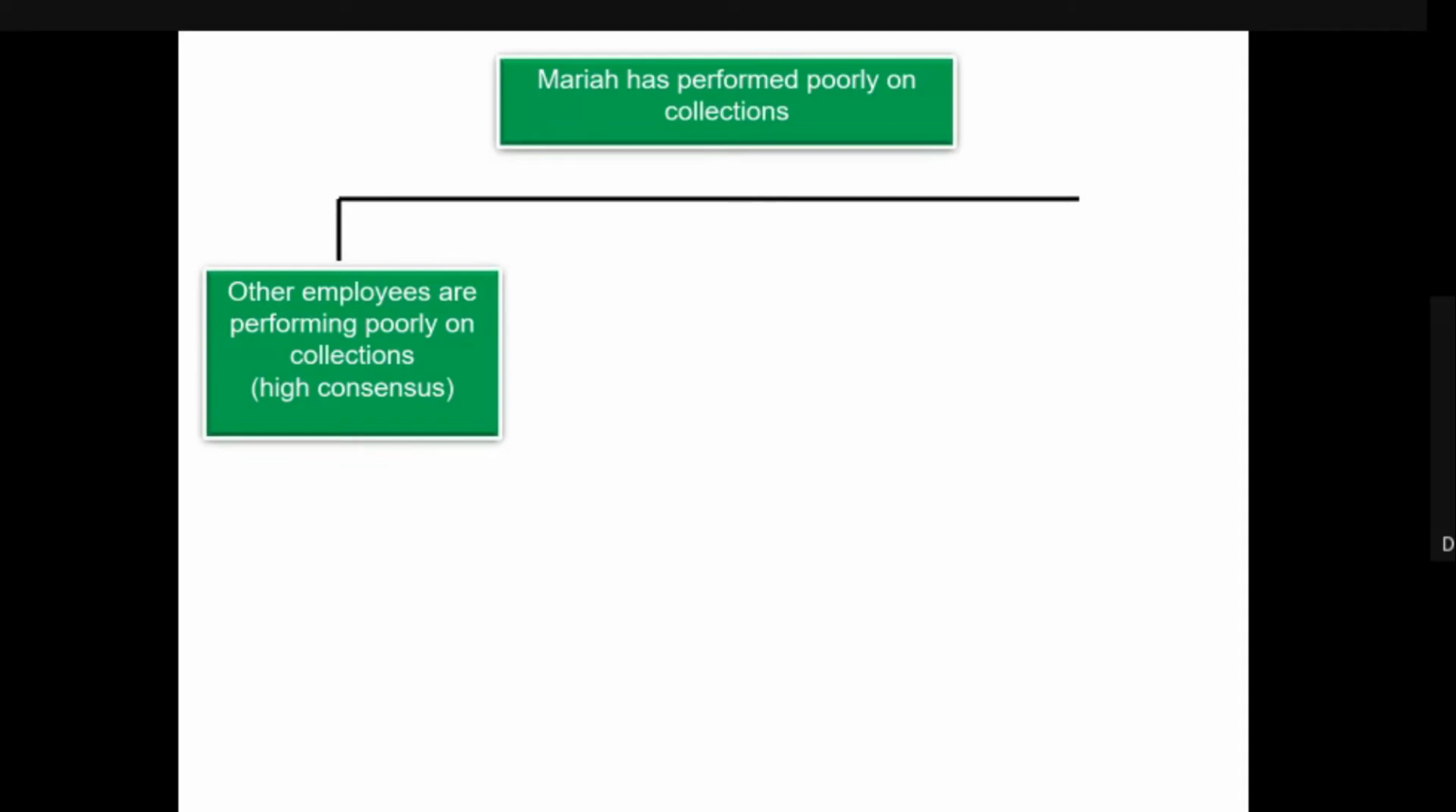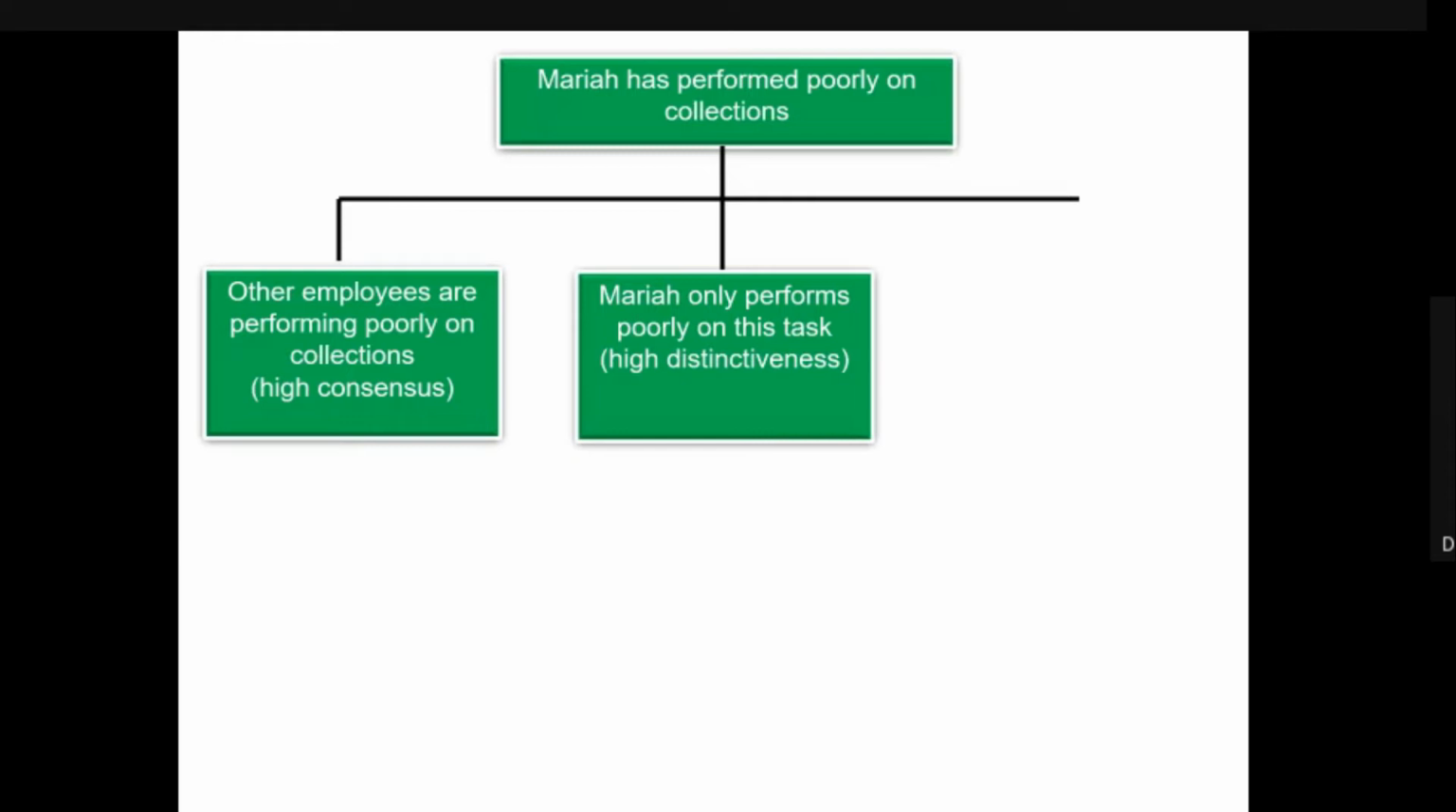Another example. So, for example, Mariah has performed poorly on collections. Let's look into the consensus. Okay. So, other employees are also performing poorly on collections. So, ibig sabihin, high consensus kasi hindi lang si Mariah ang poor in terms of the performance on collections. Okay. So, pag high consensus, anong sagot dyan? Internal or externally attributed. Another, when we look into the distinctiveness of the behavior, Mariah only performed poorly on this task. So, ibig sabihin, high distinctiveness. Kasi, ngayon lang siya naging poor sa kanyang trabaho. At dito lang siya poor. Okay? Etong task na lang na collection, naging mababa yung kanyang level of performance. So, pag high distinctiveness, ibig sabihin niya, externally attributed.